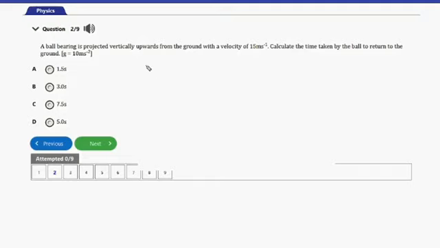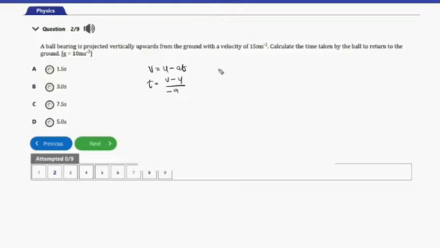So if we use this here, we're going to have that v is equal to u minus at, and in that case, if we make t the subject of this equation, it becomes v minus u over a. So let's note that this becomes v minus u over negative a.